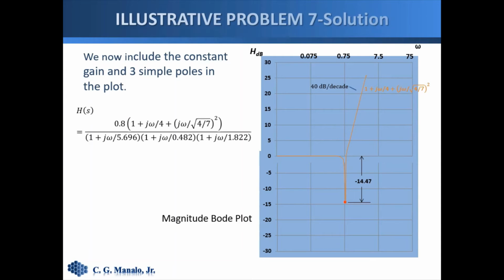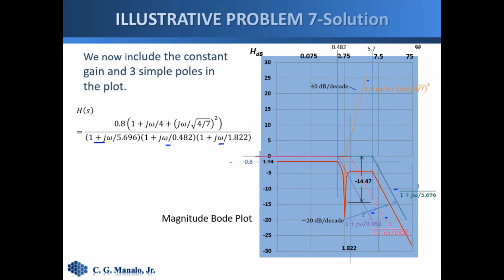So here's the plot of our quadratic zero again. Let's plot the remaining factors. For the constant gain 0.8, that will be the plot. For our simple pole, this one, this is the plot. For this simple pole again, this is the plot. And for the last simple pole, this will be the plot. So combining all the plots, we will get this final plot.